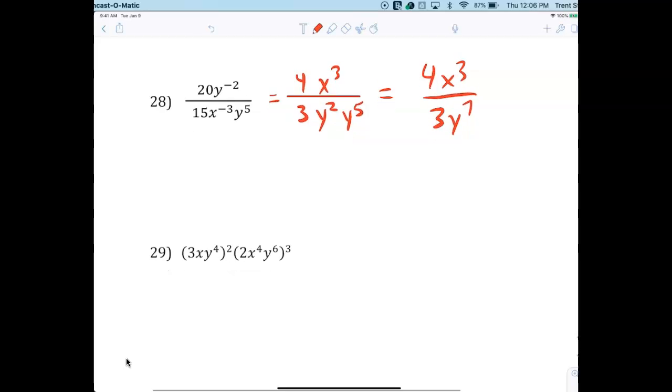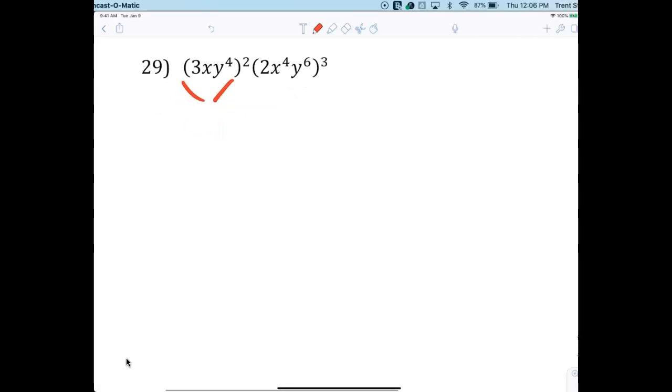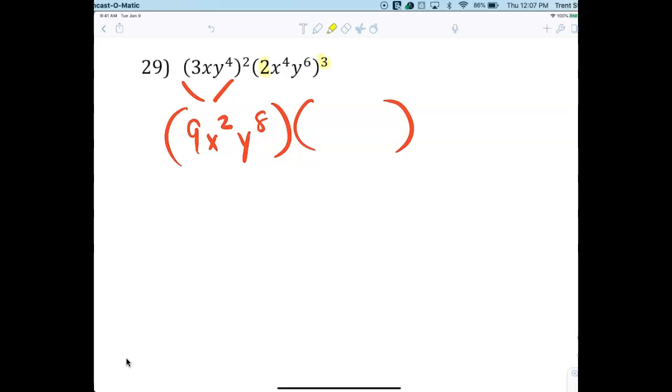All right. Karina, you're up. Now we're going to do these parts right here. Tell me what this is. 9x cubed squared. Good. And y to the 8th. Good. Do the next part. And then 2 to the what power? Third power. Yep. And what's 2 cubed? 8. Keep going. 8x to the 12. And then y to the 18.